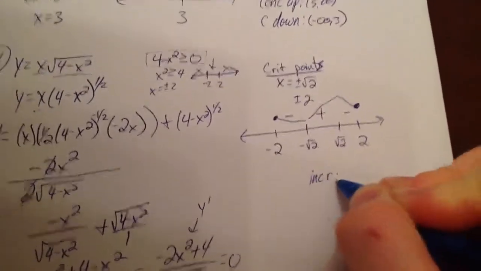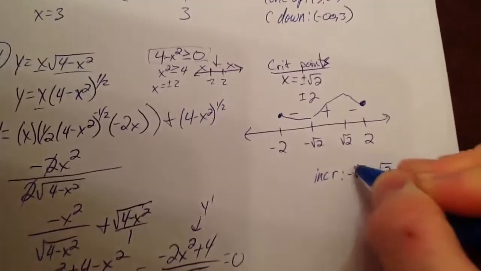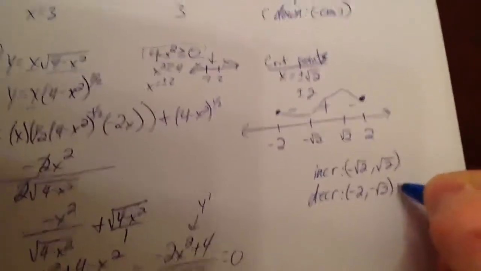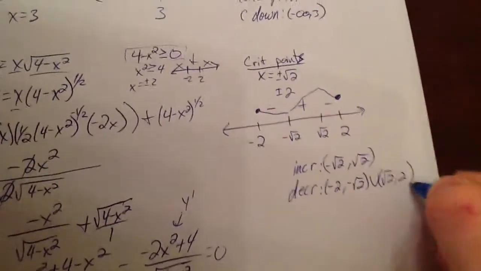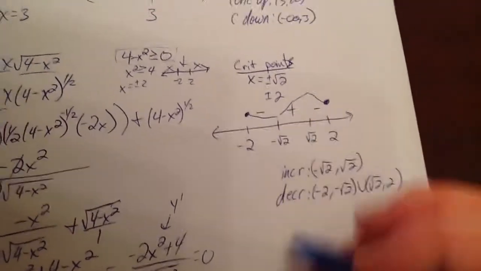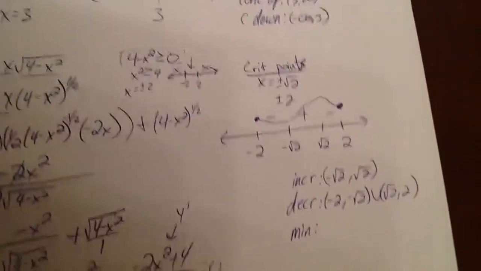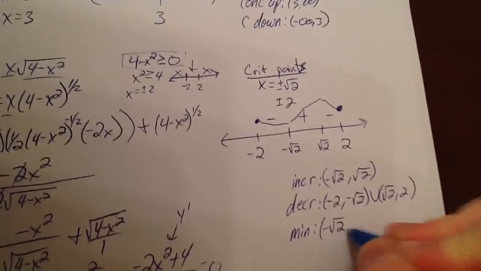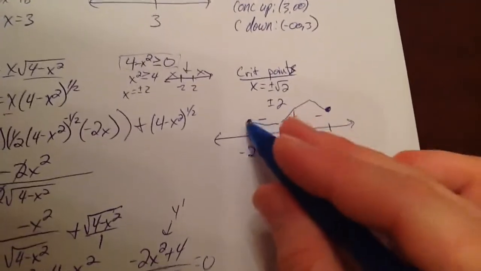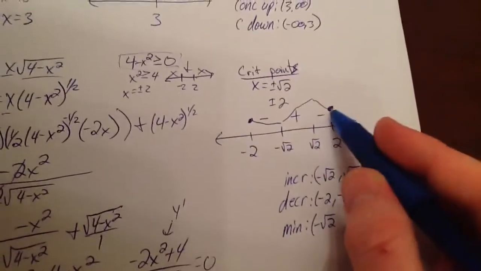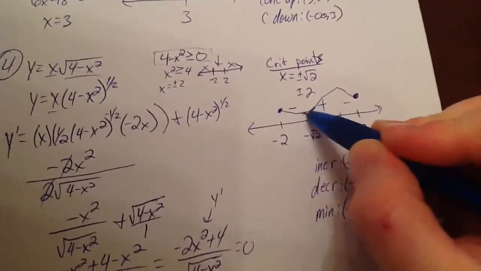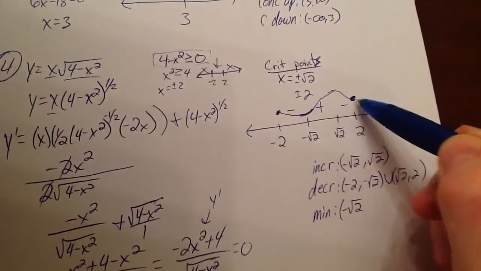So increasing from -√2 to √2, decreasing from -2 to -√2, and from √2 to 2. What else? Oh, extrema. Mins. Gotta figure out if that's local or global. -√2. Oh, well, yeah, I gotta check this one. That could be a max. That could be a min. Just to find local or global, I don't know, that point could be down below here.